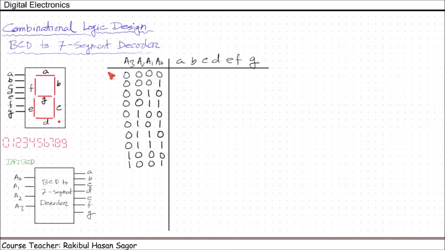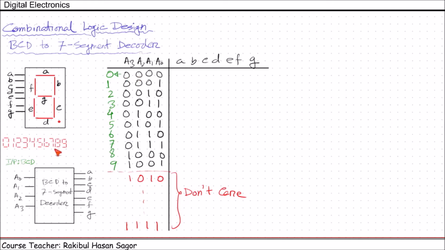If we write the corresponding decimal numbers, 0000 represents decimal 0, then 1, 2, 3, 4, 5, 6, 7, 8, 9. The numbers starting from 1010 up to 1111, we can take those as don't care. So these are the don't care conditions.